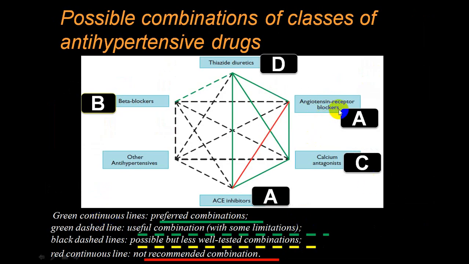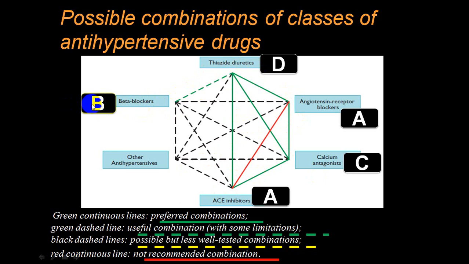It is always said that you should never combine A with A, that is, ACE inhibitor and ARB should not be combined. You can combine ACE inhibitor with diuretic, ACE inhibitor with CCB. Usually ACE inhibitor is not combined with beta blocker. Diuretic you can combine with CCB, with ACE inhibitor, with ARB. You can see the beta blocker is in one corner; you can combine it with diuretics by the dotted line. But by and large, beta blocker is not combined with others as a drug of choice.